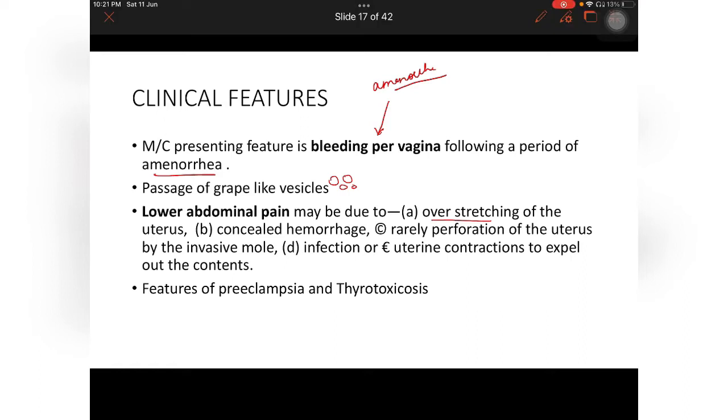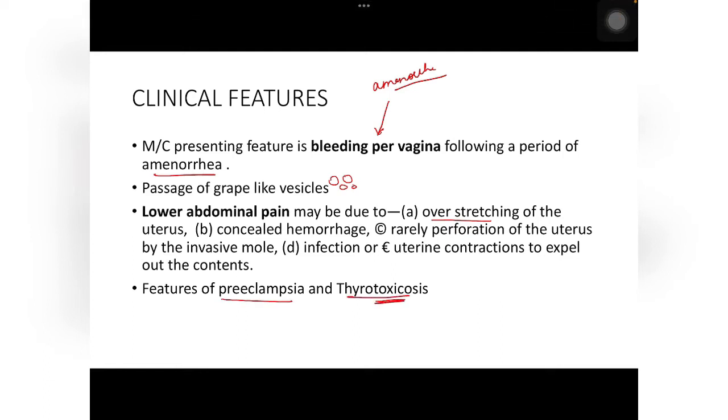The patient can even present with features of preeclampsia and thyrotoxicosis. The thyrotoxicosis is because beta HCG is very high in this condition. We know that beta HCG resembles TSH hormone, so that is why there is thyrotoxicosis. And preeclampsia is because of the placental problem. Placenta is the main pathology in preeclampsia, right? Because the placental trophoblasts are abnormal here, they present with features of preeclampsia.